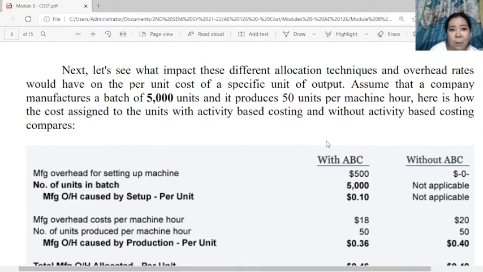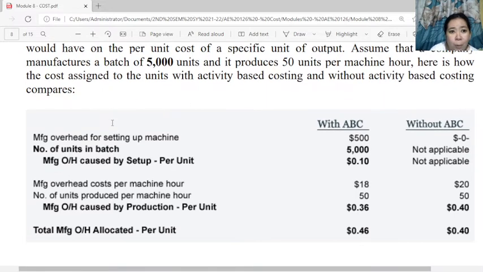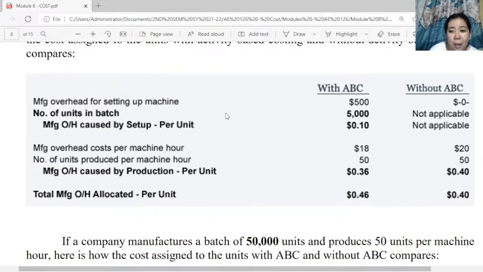So next, let's see what impact these different allocation techniques and overhead rates would have on the per unit cost of a specific unit of output. So assume that the company manufactures a batch of 5,000 units and it produces 50 units per machine hour. So here is how we will assign the cost. For the ABC, manufacturing overhead for setting up machine is 500. Number of units is 5,000. And manufacturing overhead cost by setup per unit is 0.10. So that's 500 divided by 5,000. But under traditional costing, these are not applicable.